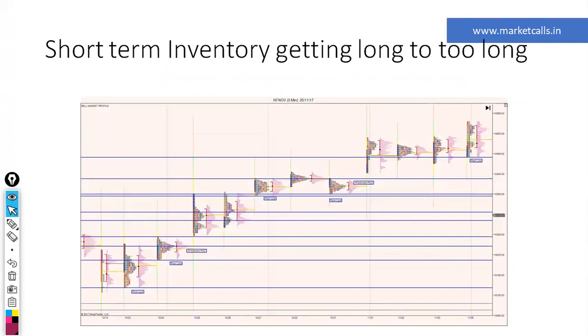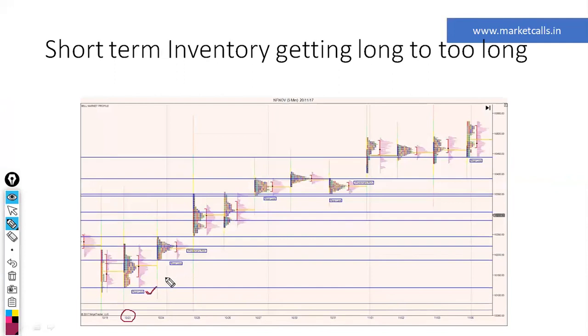This is from the Nifty November 2017 contract. Look at the amount of information happening here. On the 23rd of October, we got a poor low. A poor low is an indication of whom am I dealing with? I'm dealing with short-term buyers here. So poor low formation is nothing but an indication of short-term buyers.